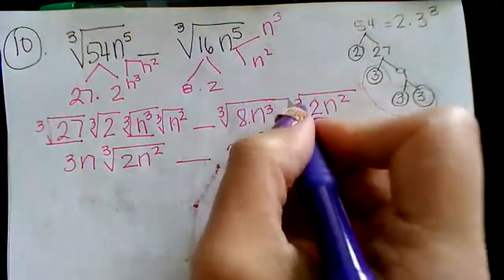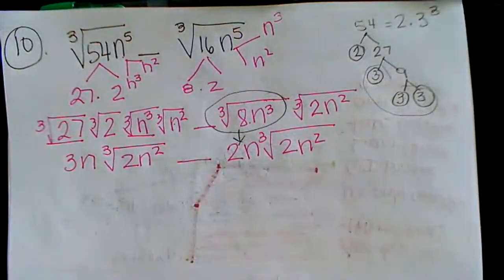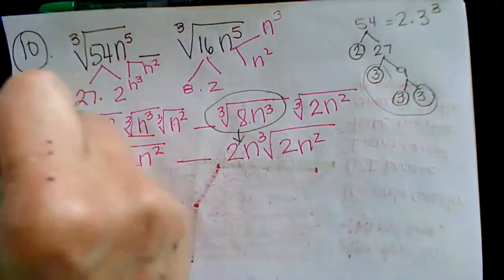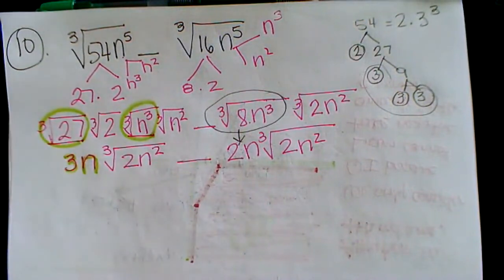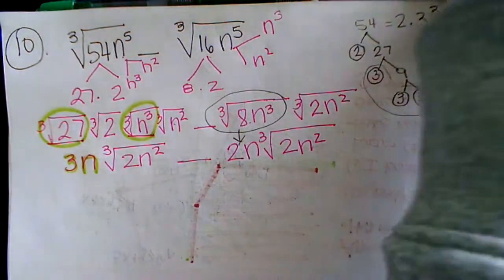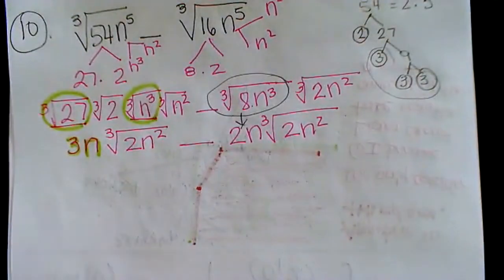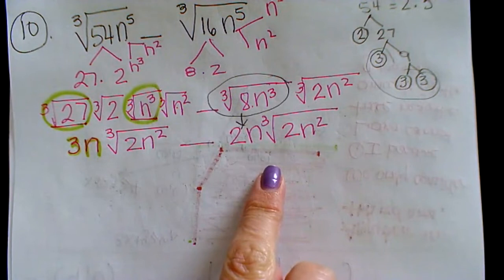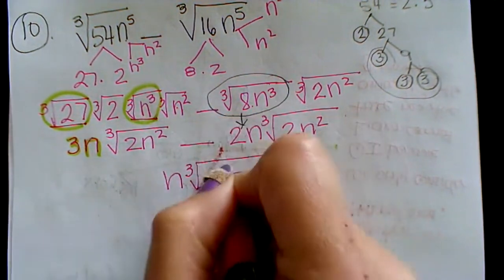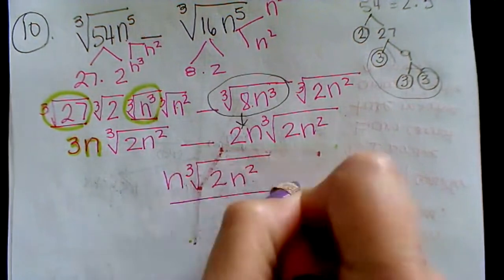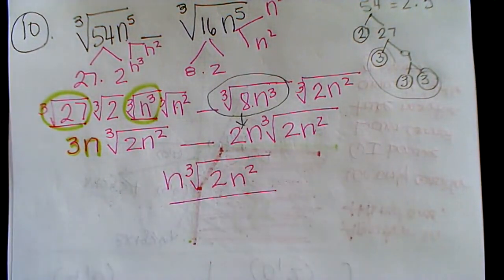So this is this one. Okay, and in order to get this one, I use this one and this one. Got me the 3n. Whatever was left goes in here. Now, 3n minus 2n is what? It's going to be just 1n. Cubic root of 2n squared. That's going to be my answer.